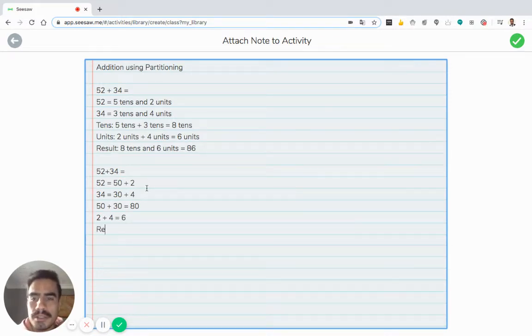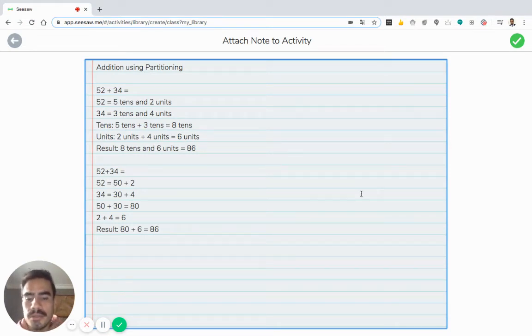And the final result will be 80 plus 6 equals 86. And you see that the final result was the same of the first strategy, but we did only using numbers now. We didn't write tens and units. This is the second way of doing.